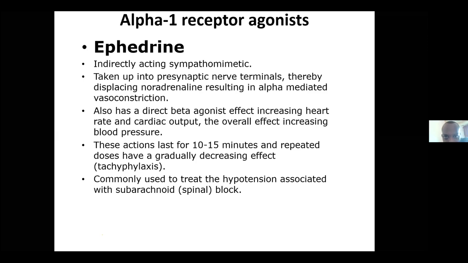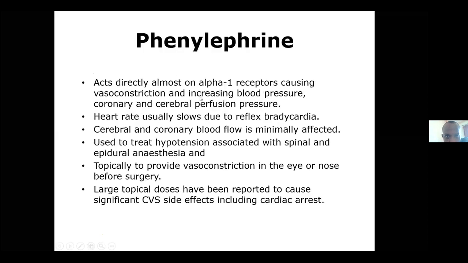Let's see. So phenylephrine now works directly on the alpha-1 receptor. So when it works on alpha-1 receptor, it causes vasoconstriction, and also the effect is increasing blood pressure. Now, there's one problem. It does not work on beta-1 receptor.